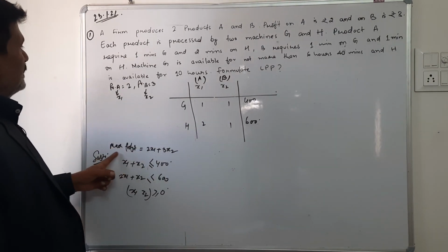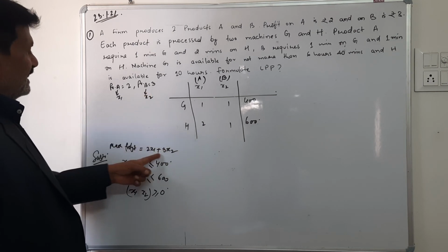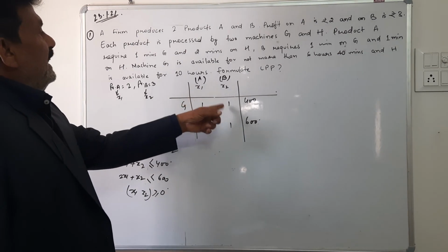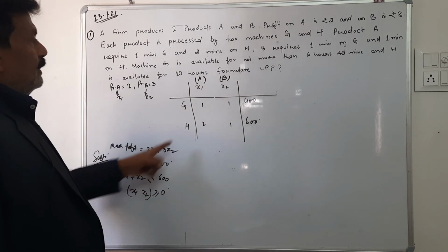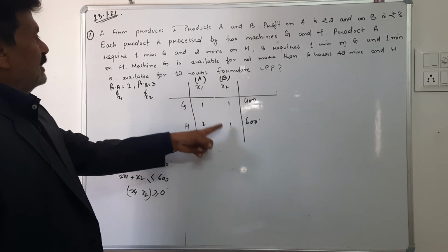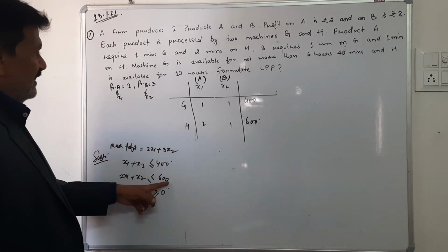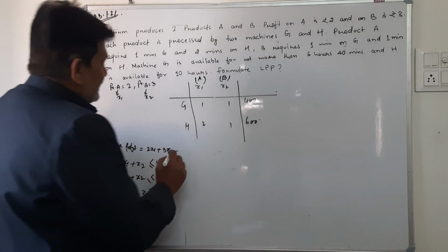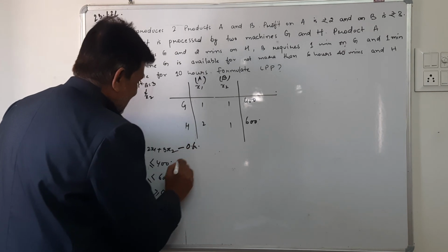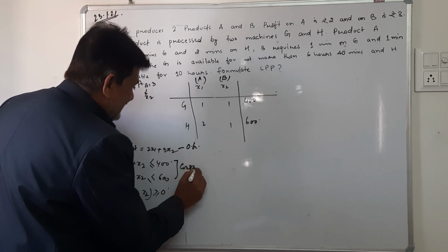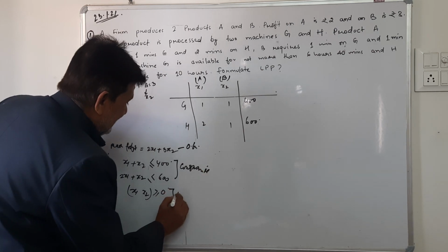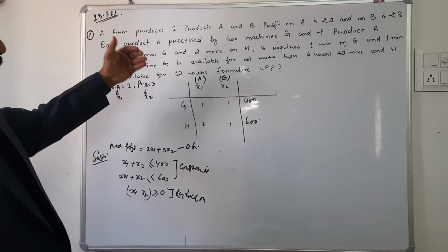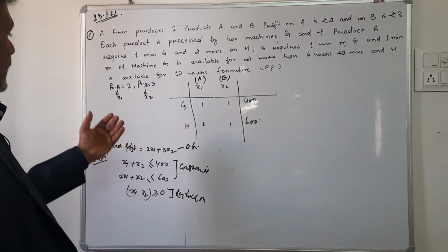So maximize profit 2x1 plus 3x2 subject to 1x1 plus 1x2, that is x1 plus x2, less than or equal to 400, and 2x1 plus x2 less than or equal to 600, and x1 and x2 are non-negative. So this has become a perfect LP problem. This is the objective function, this is the set of constraints, and this is the non-negativity restriction. So this is how any theoretical sum can be converted into an LPP.